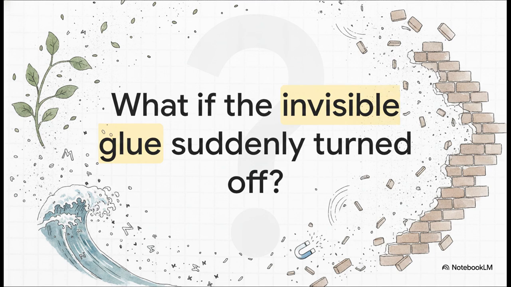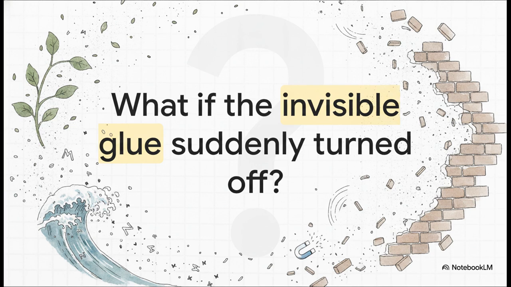To wrap up our explainer today, I want to leave you with this final, somewhat provocative thought. If the invisible intermolecular glue between molecules suddenly just turned off for 1 single second, what would happen to the liquid water, the plants, and these solid structures all around you?